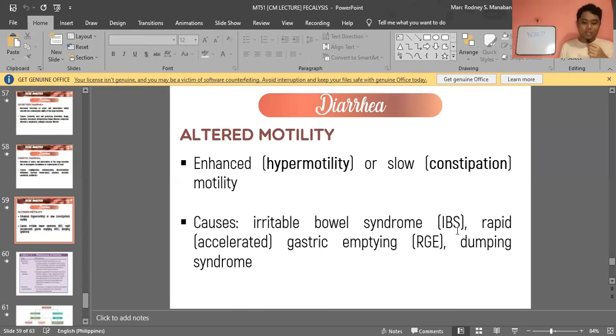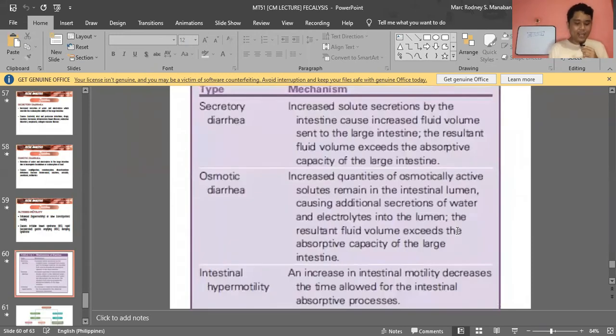Okay? So unsay causes? Irritable bowel syndrome, rapid gastric emptying, and dumping syndrome. Or your RGE is actually known also as dumping syndrome. So what happened is, after pagkaon pa lang nimo, after pila ka minutes or after pila ka hours kalibangon na ka, wala pa ni mo na experience fully ang kabusog kalibangon na ka, parang ganun, no? So after mo kaon malibang na kadayon, so rapid gastric emptying, dumping syndrome. So very heightened ang movement sa imuhang intestines, no? There's hypermotility.